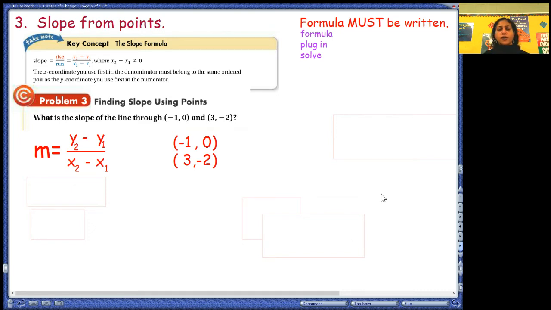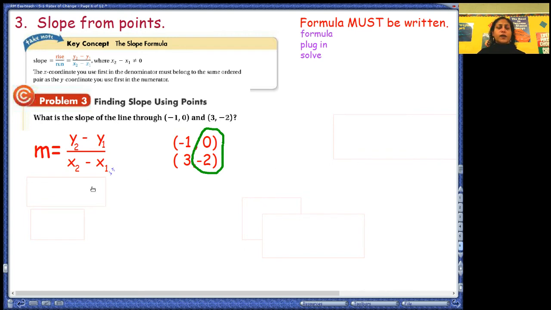Just make sure that you're going in the same direction every time. So what we're going to do here is circle the y values. You want to circle the y value so that you know that is the one that goes on the top.